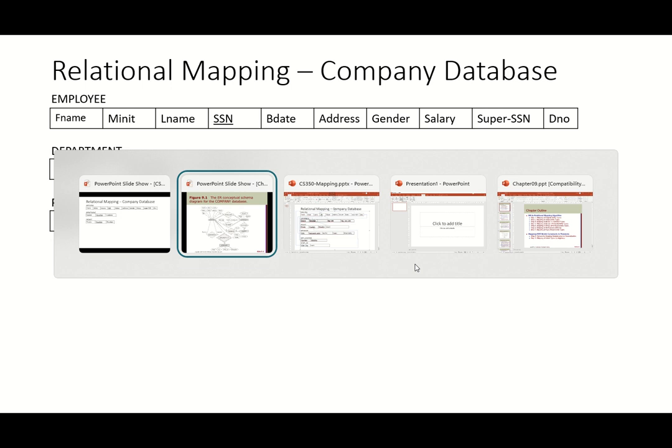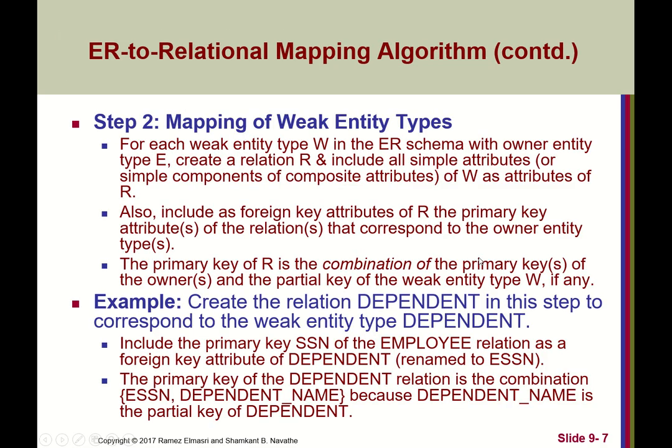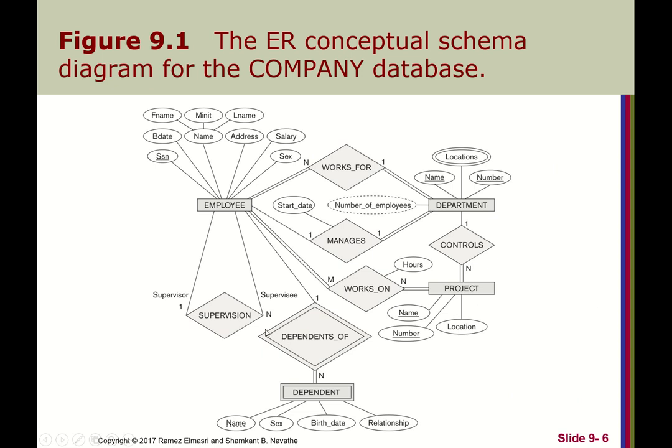So let's move on to step 2, which is mapping of weak entity types. Here in the ER diagram, dependent is the weak entity which doesn't have a primary key attribute. It has only the partial key attribute. Every weak entity has an owner entity. In our ER diagram, the owner entity is employee. So the primary key of the owner, the SSN, plus the partial key of the weak entity together act as the primary key for the weak entity.